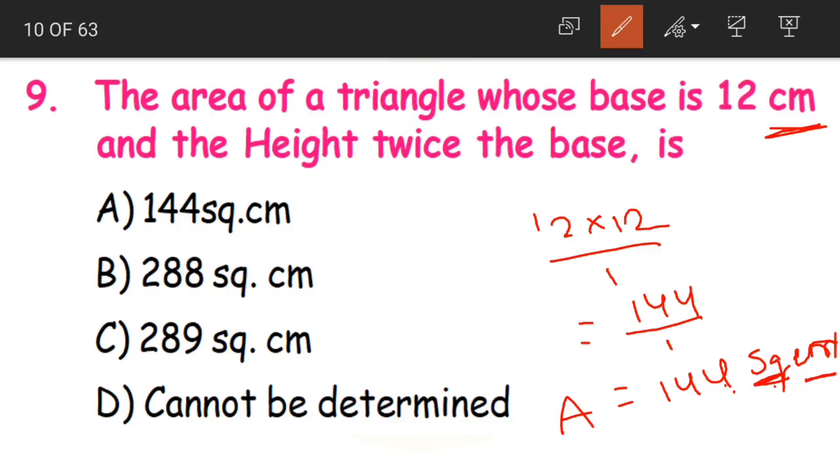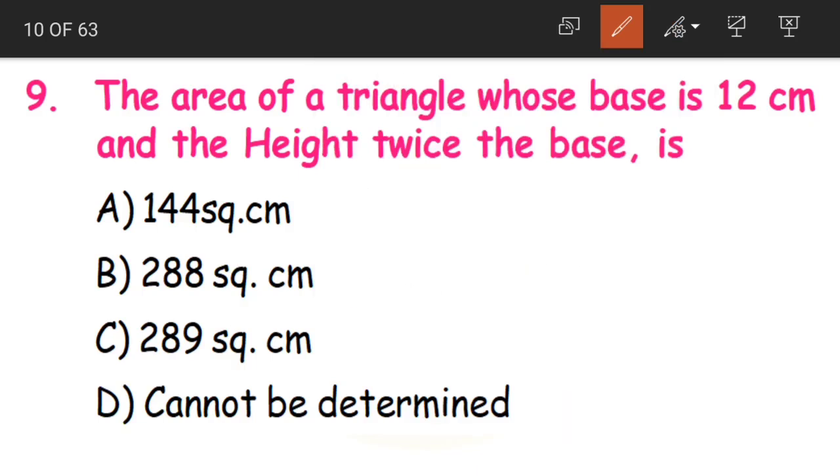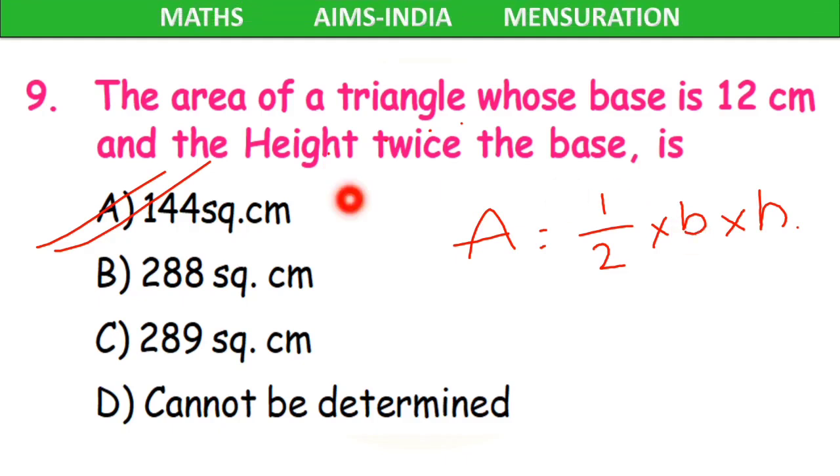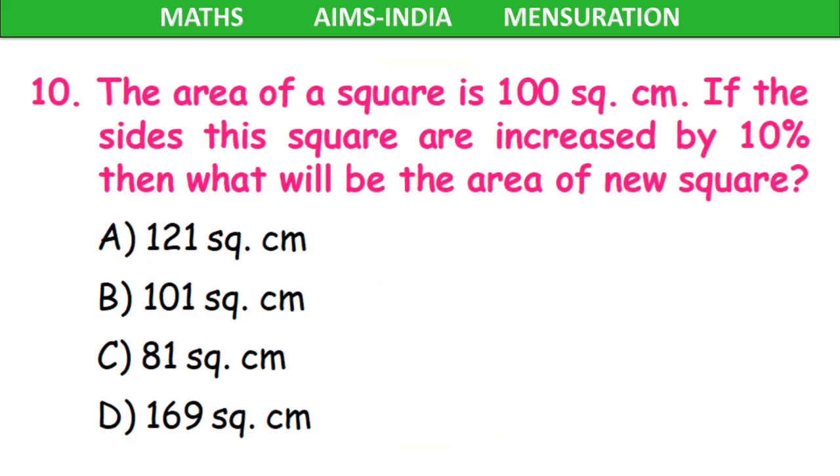Clear, children? This is just the mathematical calculation part. But the important point to remember from this question is that the area of a triangle is equal to 1 by 2 into base into height. What is the area for the given question? Option A, 144 square centimeters.